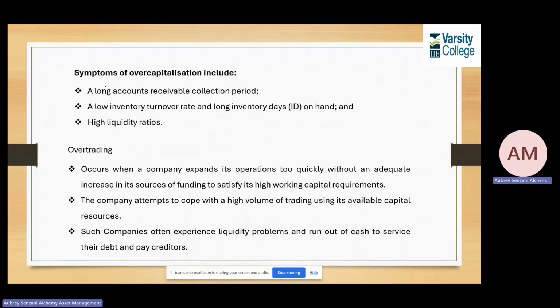And then high liquidity ratios. Okay, this is now when we're saying we have a lot of cash, which again is a current asset. So all of that becomes overcapitalization.